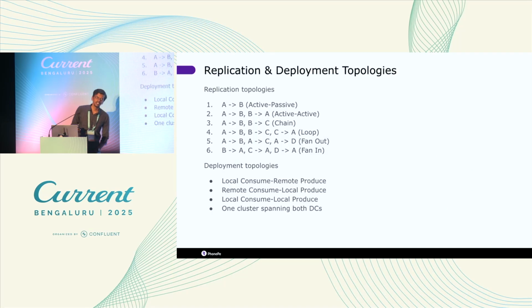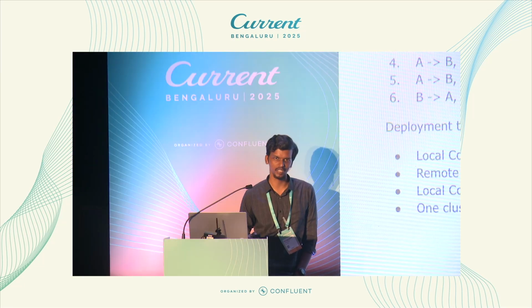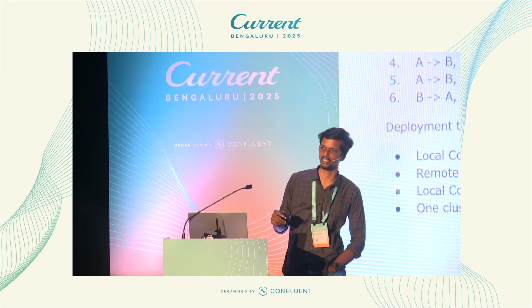So MirrorMaker can be deployed to support different replication topologies, and it can be deployed using different ways of consuming and producing. In terms of the replication topology support, you can do all of the ones listed here. You can do an active-passive setup where you have a primary DC and secondary DC, and primary DC takes both reads and writes, whereas secondary DC only does reads.